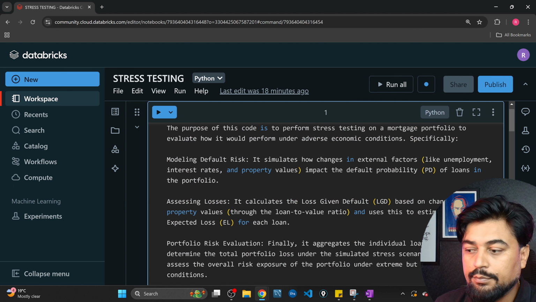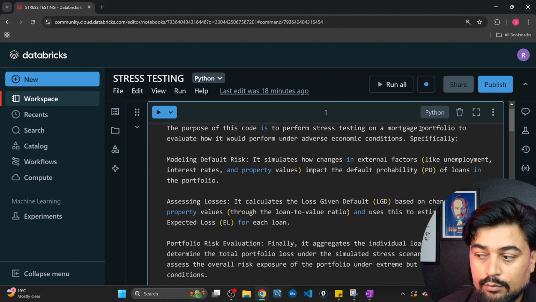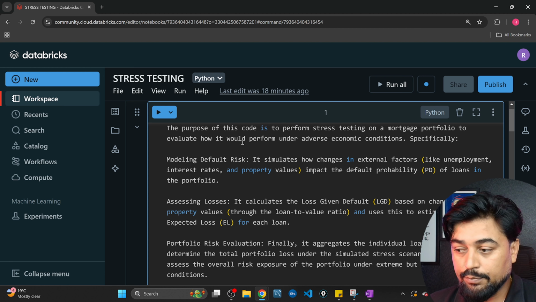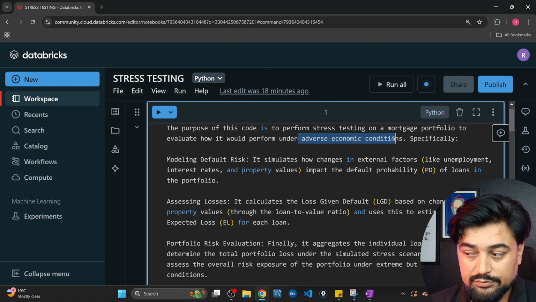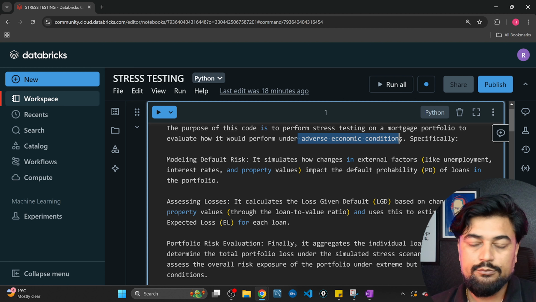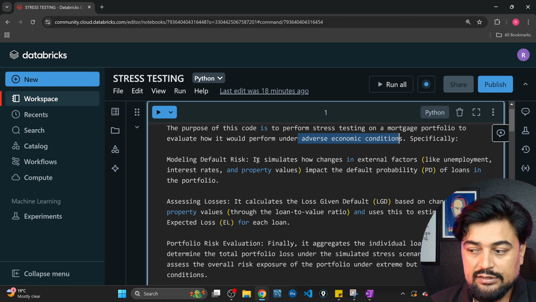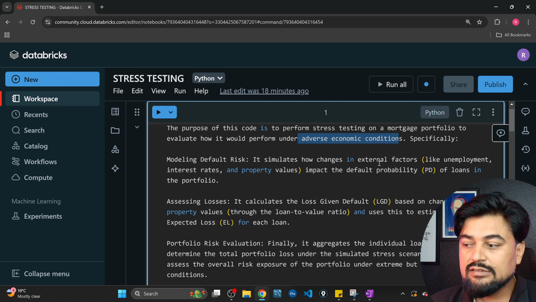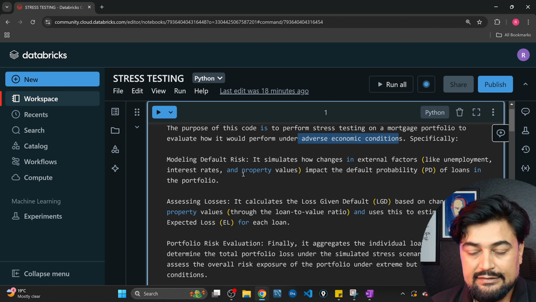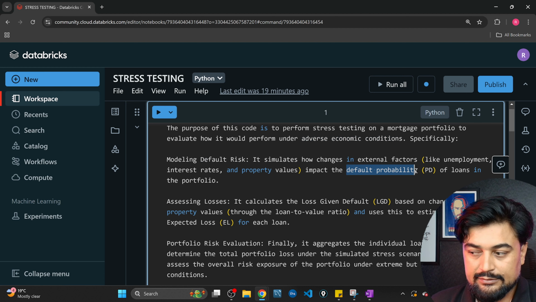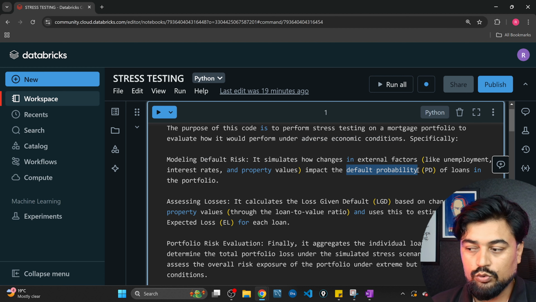So you can see that the purpose of this code is to perform stress testing on a mortgage portfolio. Okay, that is my end goal here: to evaluate how it would perform under adverse economic conditions. Adverse economic conditions is the most common term you will hear in stress testing models. Now, modeling default risk: it basically predicts how changes in external factors like unemployment, interest rate and property value impact the default probability of a loan. What is default probability? The chances that a customer will default. That is known as default probability.